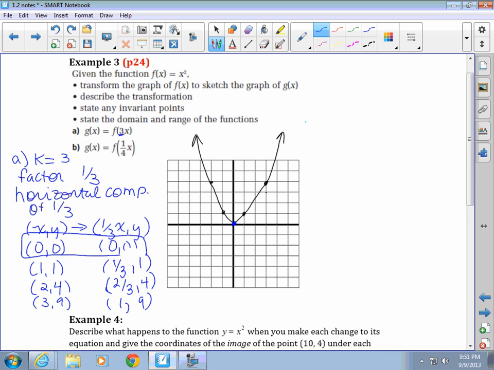So 0, 0, then we go 1/3 and 1. 2/3 and 4. And then of course we can't do the 1 and 9 because it's way up here. But you can see it's made that skinny graph, which is the same as our skinny graph of 1/3 f of x.